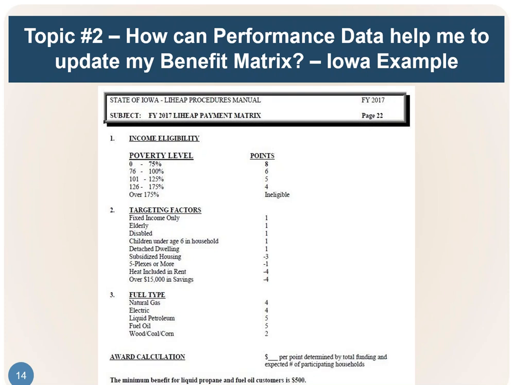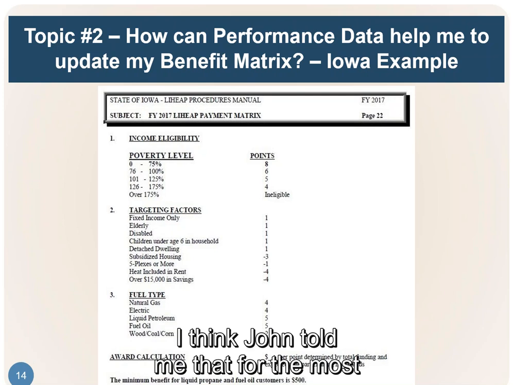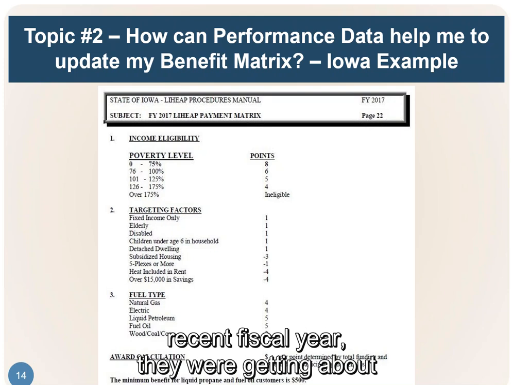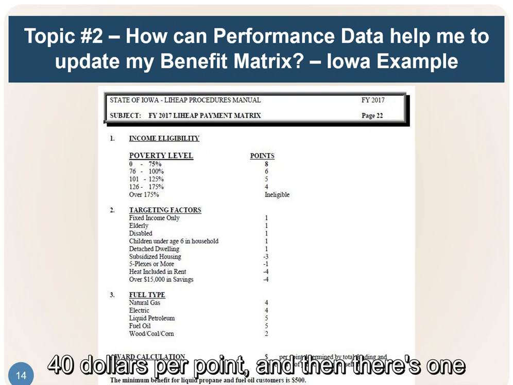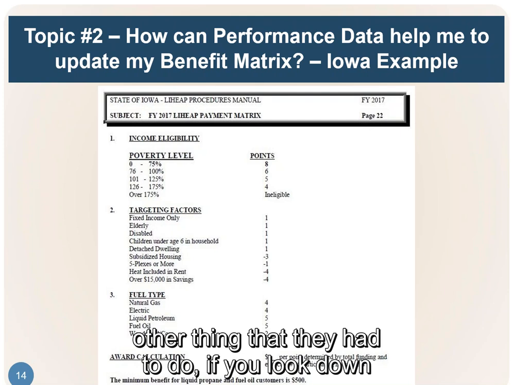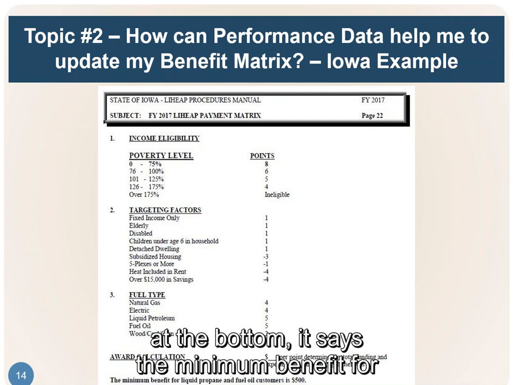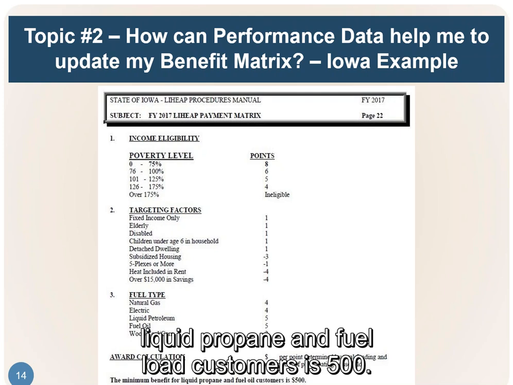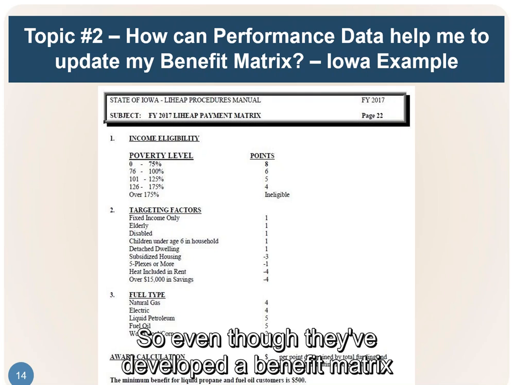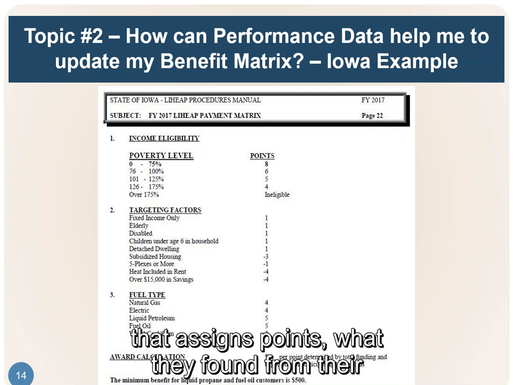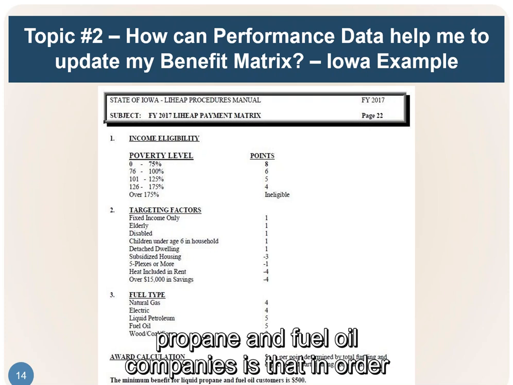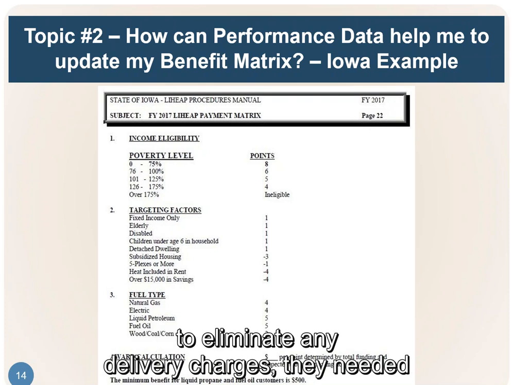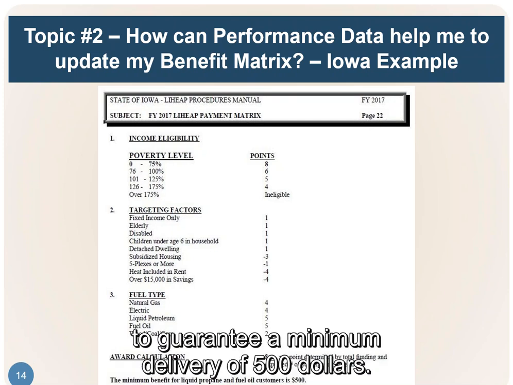Then the award calculation, I think John told me that for the most recent fiscal year, they were getting about $40 per point. And then there's one other thing that they had to do. If you look down at the bottom, it says the minimum benefit for liquid propane and fuel oil customers is $500. So even though they've developed a benefit matrix that assigns points, what they found from their propane and fuel oil companies is that in order to eliminate any delivery charges, they needed to guarantee a minimum delivery of $500.